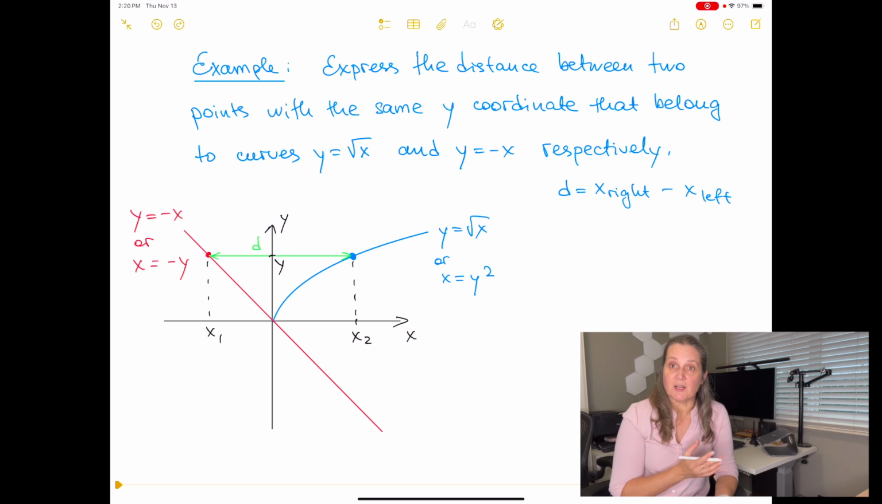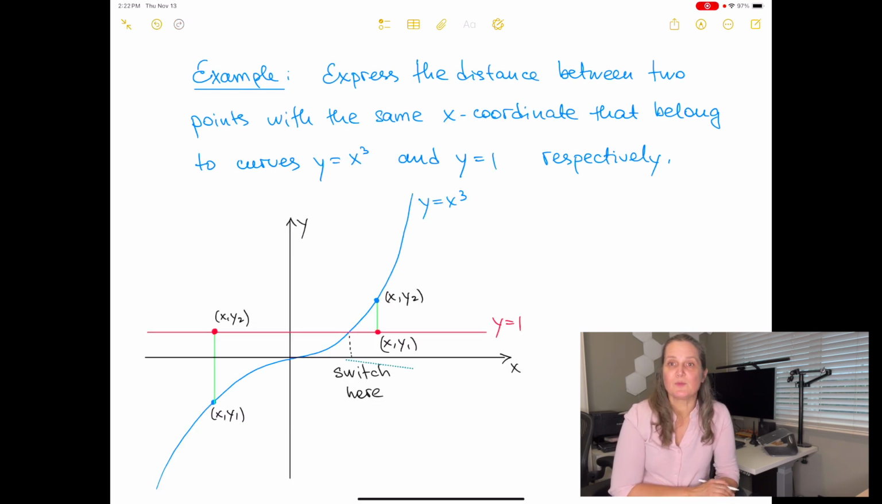If we look at the rightmost point, its x-coordinate comes from the equation y equals square root of x. To find the rightmost value of x, all we need to do is just square y. Therefore, the distance between the 2 points on the curve that share the same y-coordinate is calculated by a formula y squared minus minus y, or y squared plus y.